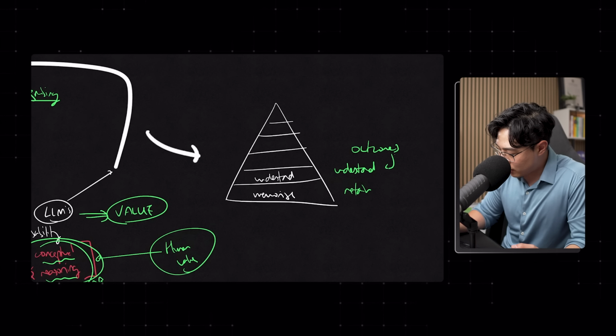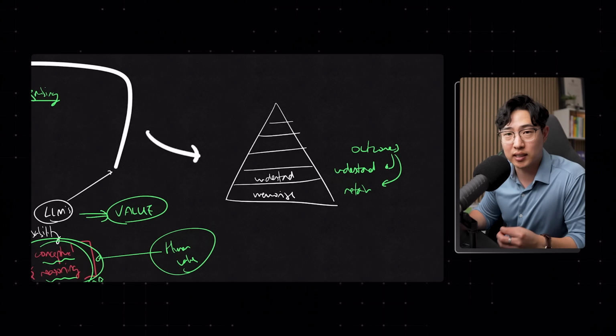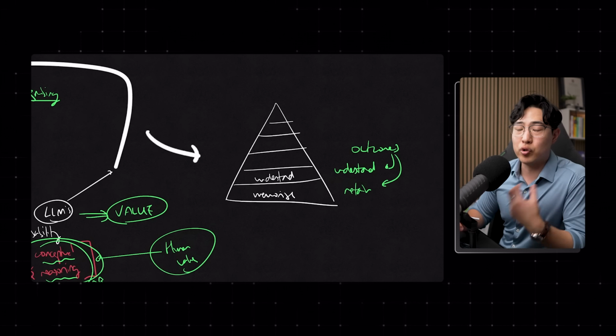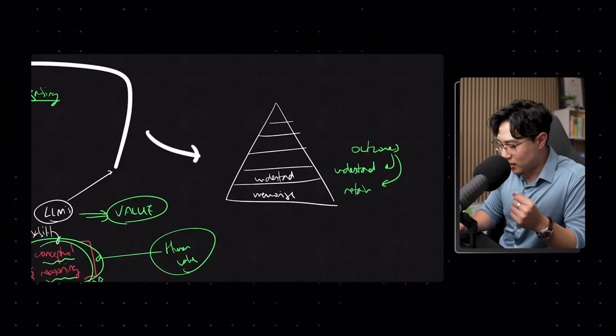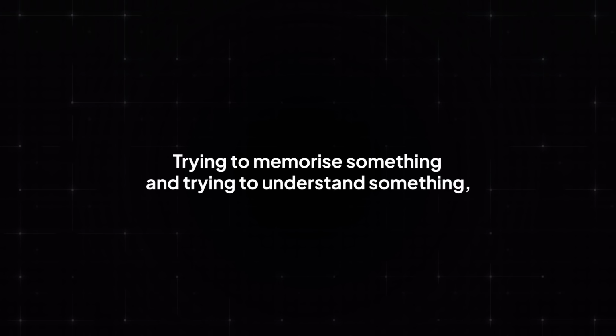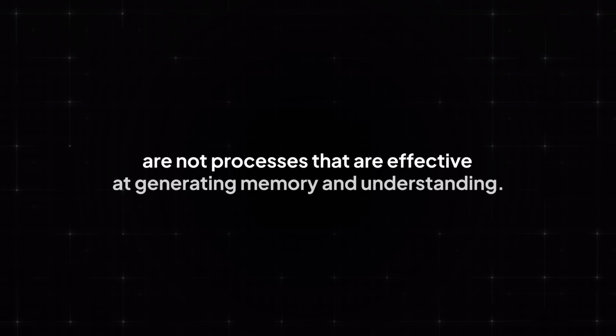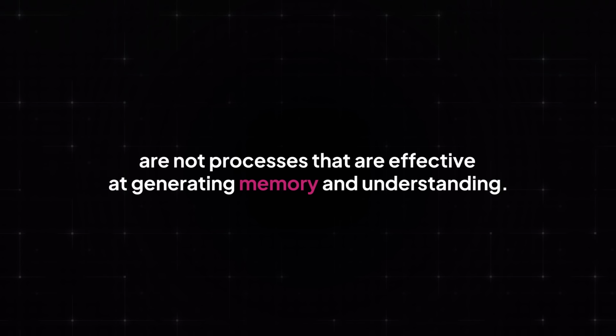If these are the two outcomes, remembering something and understanding something, these two outcomes do not come about as a result of using the process of memorizing and understanding. That's confusing, and this is the part that really trips people up. Trying to memorize something and trying to understand something are not processes that are effective at generating memory and understanding. It's probably better just to use different words to completely dissociate them.